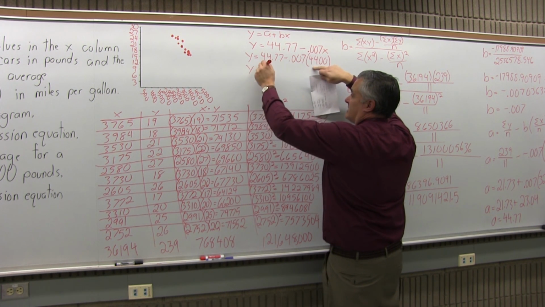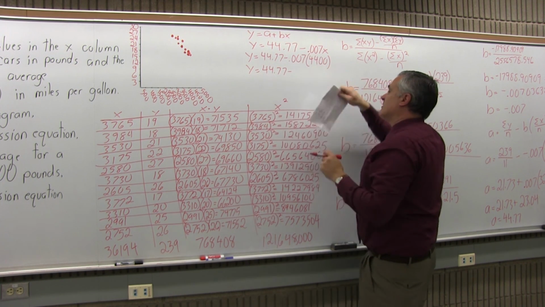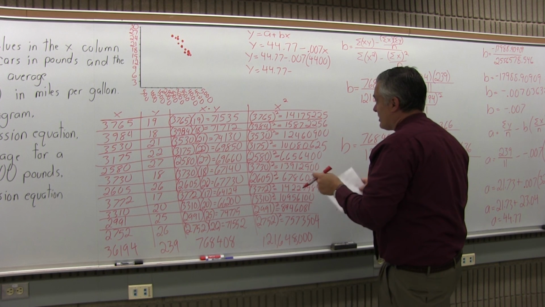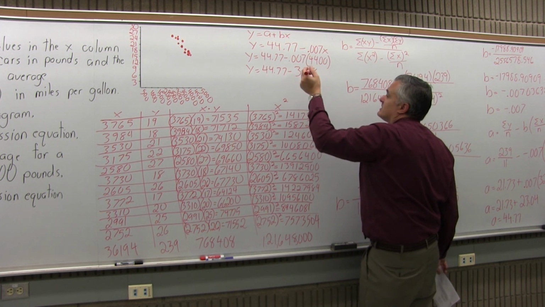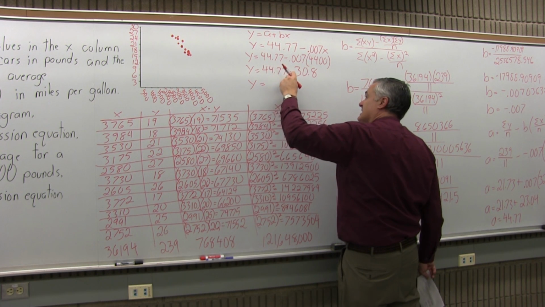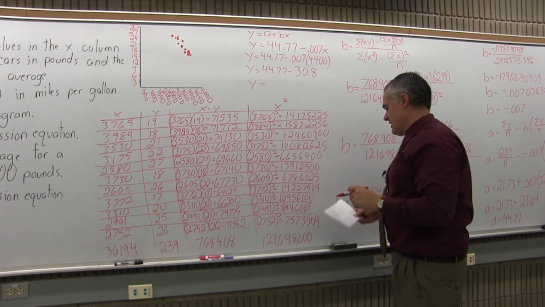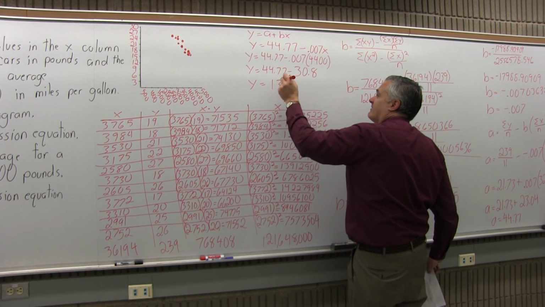So y equals, leave the 44.77 minus for a minute. 0.007 times 4,400 comes out to 30.8. So for all the crazy decimals that we had, it's toning down not too bad. And now if you do 44.77 minus 30.8, you get a predicted gas mileage of 13.97.